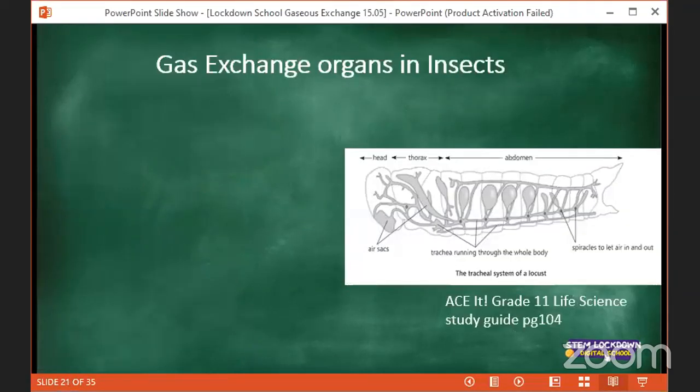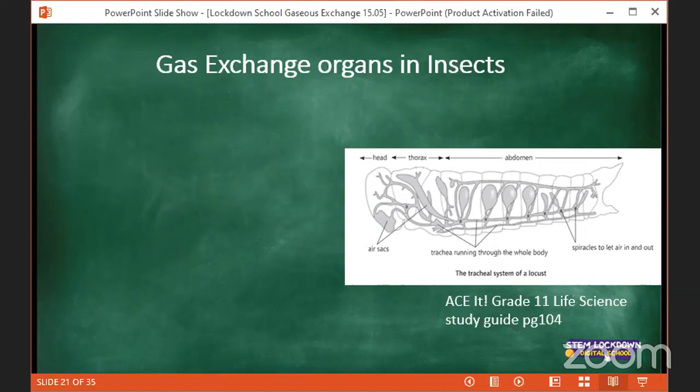Okay, so let us move on. Let us look at gas exchange organs in insects. Insects, guys, are also invertebrates, right? And they have an exoskeleton, but can't necessarily use the exoskeleton as a gas exchange surface. So instead, it has spiracles on it, and this is where gas is exchanged.